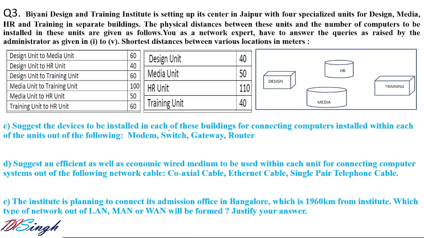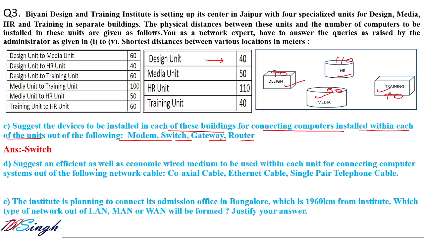Suggest the device which will be installed in each building for connecting computers installed in each unit, like modem, switch, gateway, or router. So switch is the device that is used to connect multiple computers together, as all units have many computers in them. The number of PCs is in this table. Design unit has 40, media unit has 50, training unit has 40, and HR unit has 110. These computers need to be connected inside, and they all have a star topology inside them also. So we require a switch for all buildings, not for one. For each building we require one switch to connect all the computers.